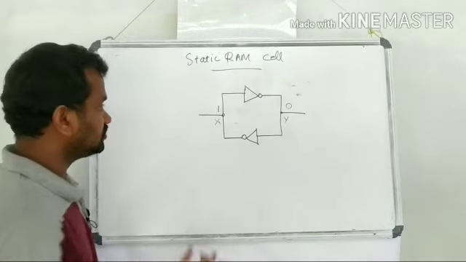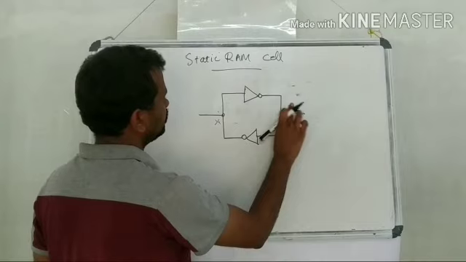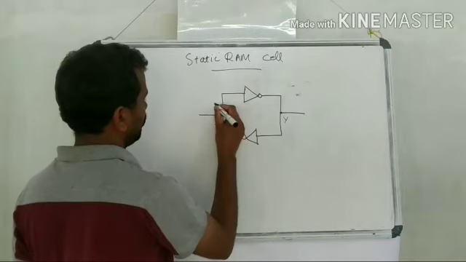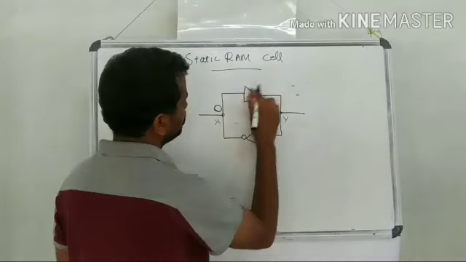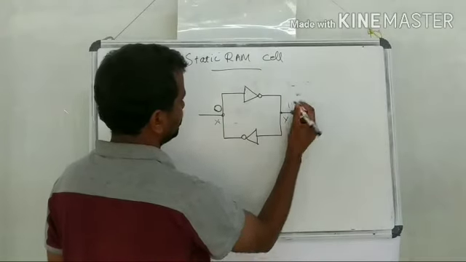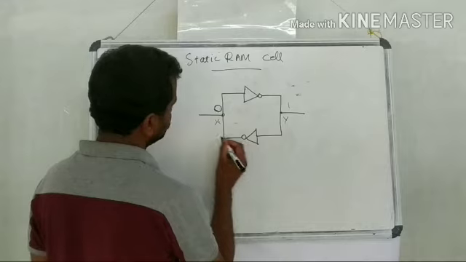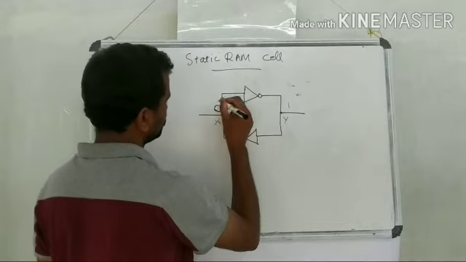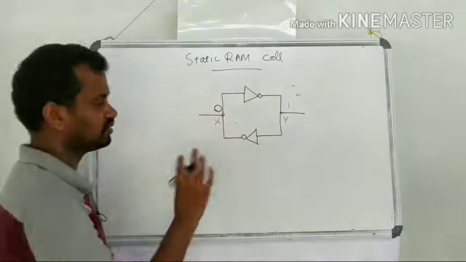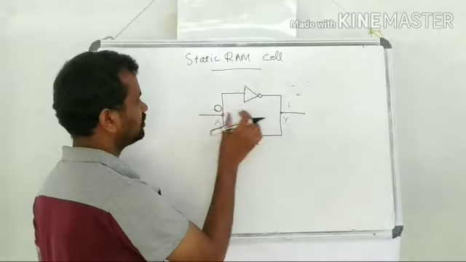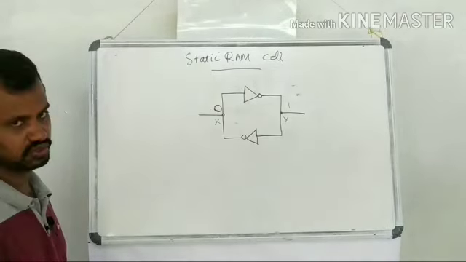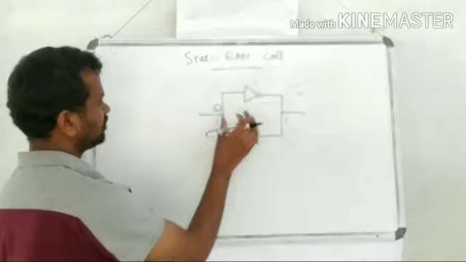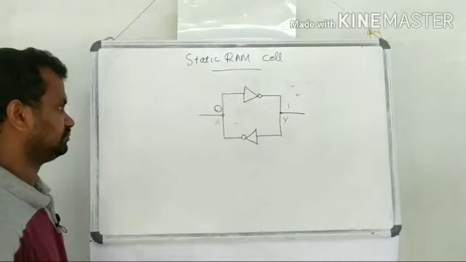The other state is the 0 state. We assume that the cell is at 0. Then what will be the content at point Y? This will become 1. Because this is 1, this will become 0 again, so 0 and 1. This will be in a stable state 0 and 1, and we say the cell contains the value 0. That's about the working of the static RAM cell.